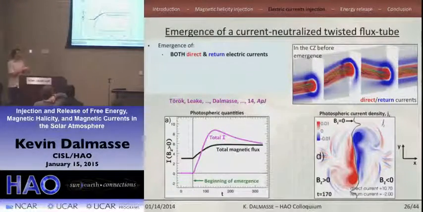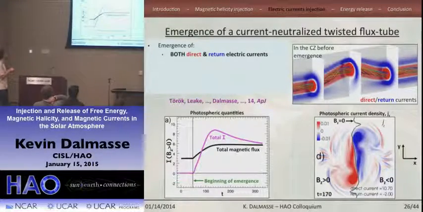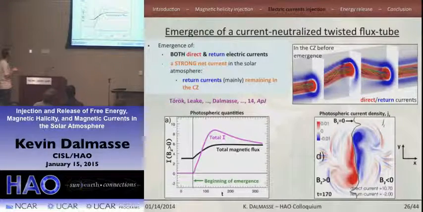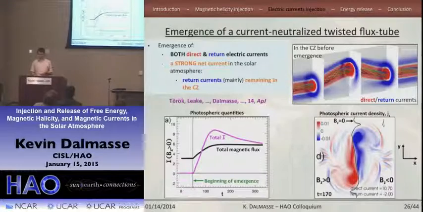Then here, we are plotting the evolution of magnetic flux and electric current in the positive magnetic polarities. And as you can see, as soon as the flux tube emerges into the coronal part of our domain, strong net electric currents are injected into the corona. And we find that the origin of these net currents is related to the fact that most of the return currents remain below the photosphere, so in the convection zone.